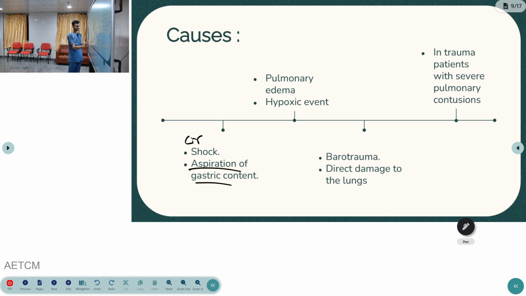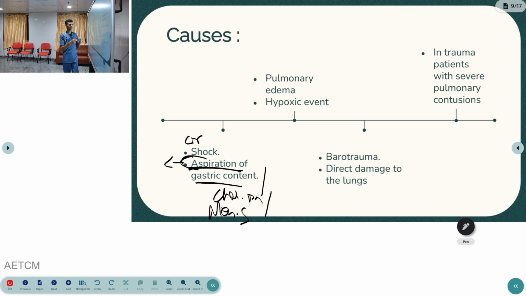Second is aspiration of gastric content. Yesterday in the last part we discussed aspiration, in the sense of inhalation of anything apart from the breathable gases. Either it may be a foreign body, or oropharyngeal or nasopharyngeal secretion, whatever it may be, anything other than breathable gas is aspiration. Here, aspiration of gastric content, you can call it chemical pneumonitis, or Mendelssohn syndrome. Those are the various names for aspiration of gastric content.